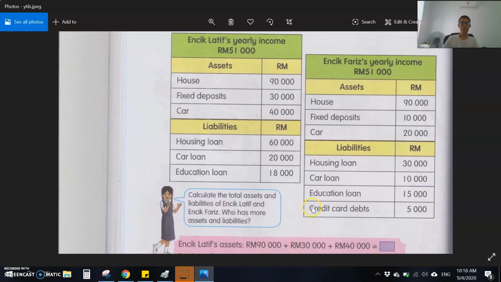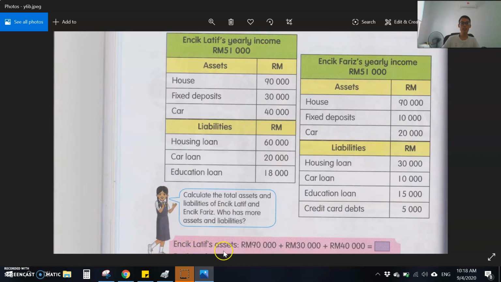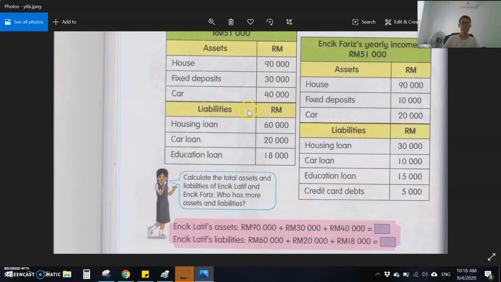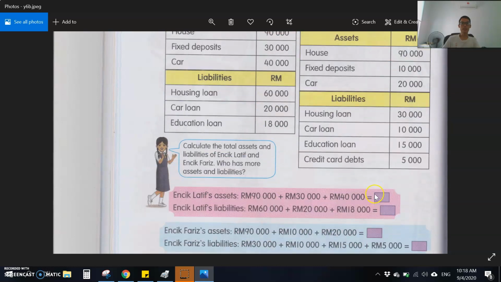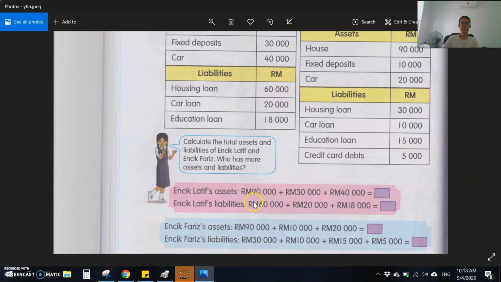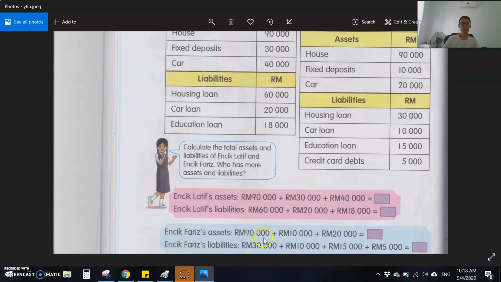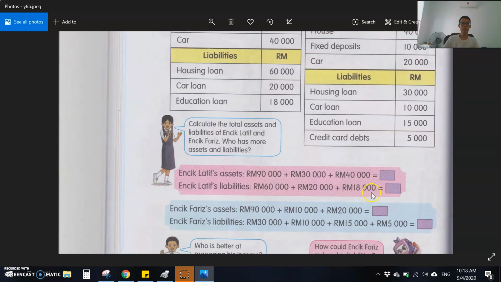So nak cari jumlah aset, awak tambahkan semua aset lah. Okay, yang Encik Latif punya tambahkan semua aset. 90,000 plus 30,000 plus 40,000. Okay, 90 plus 30 plus 40. Dan nak cari liability, tambahkan semua liability punya. 60,000 plus 20,000 plus 18,000. Okay, tambahkan semua liability. Dan Encik Faris punya pun sama. Aset, tambahkan semua aset. Yang rumah punya, fixed deposit punya, kereta punya. Liability, tambahkan yang housing loan, car loan, education loan, credit card debts.